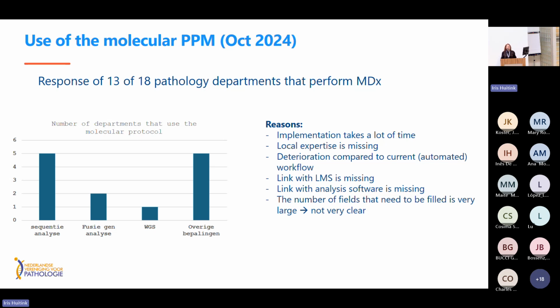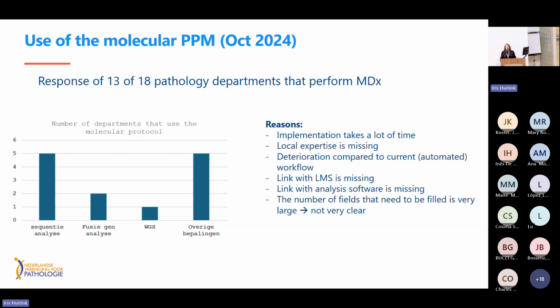So we have 18 labs in the Netherlands that perform molecular diagnostics, and only 5 use the PALGA protocol module for reporting sequence analysis data. So that's quite limited, 5 of the 18 labs. And we asked the labs, so why aren't you using it? Because it's useful for getting structured data.